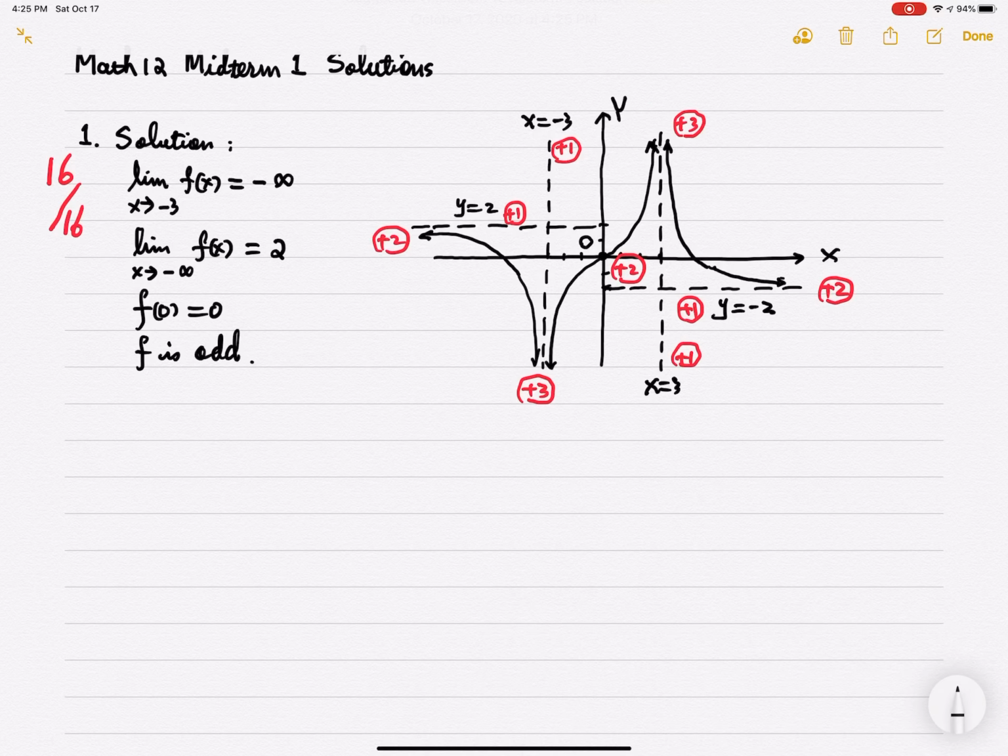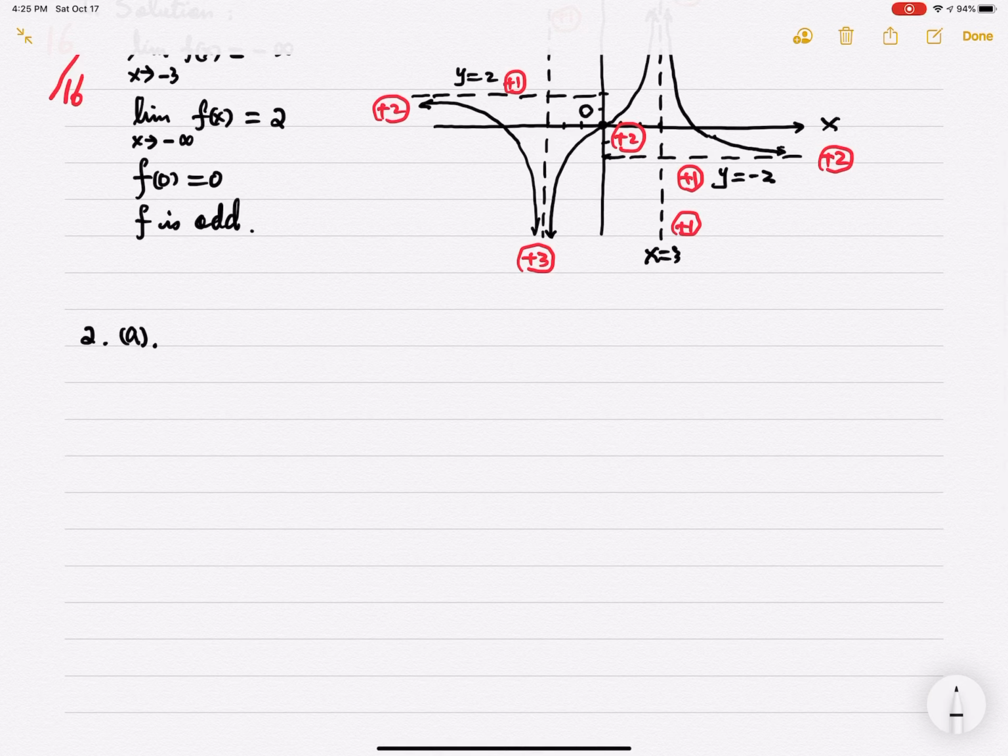Now let's see problem number 2. Part A, we ask you to simplify the function. The function is f(x) equals (x plus 1) over the absolute value of (x plus 1). We ask you to simplify.